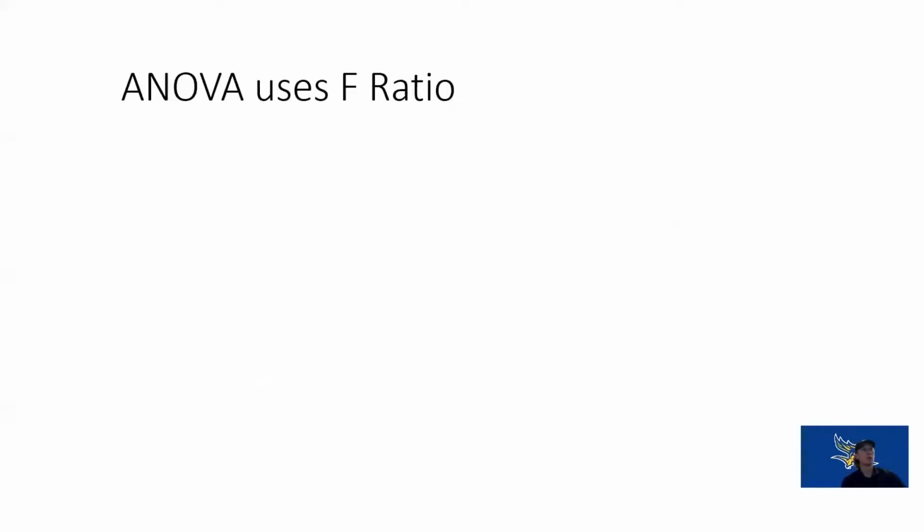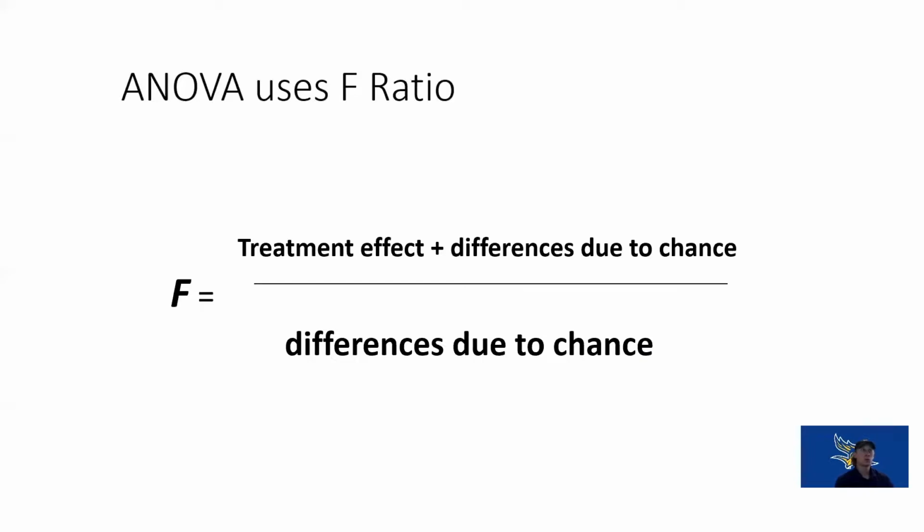To do this, the ANOVA uses the F ratio, which is treatment effect plus differences due to chance divided by differences due to chance. We're not going to have to do any math with the ANOVA for this class, but just understand that our F ratio is determining how much of the difference is actually due to the treatment effect.